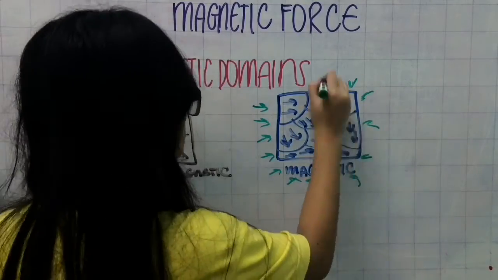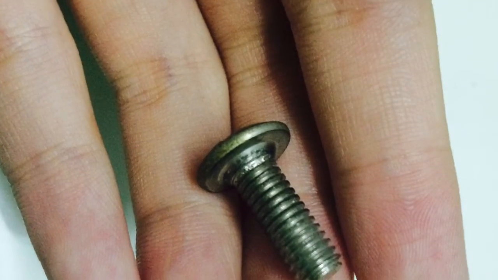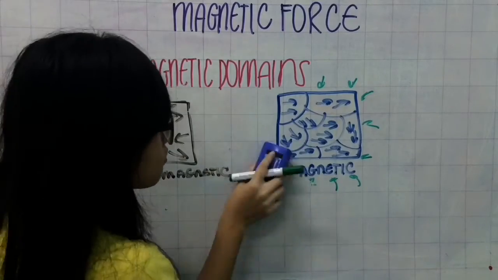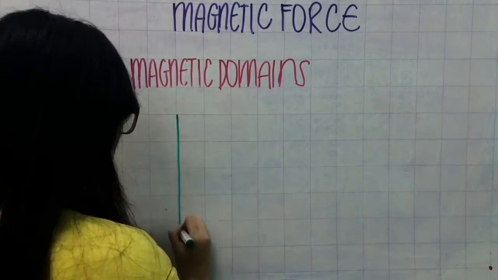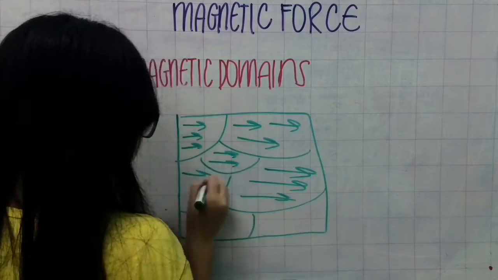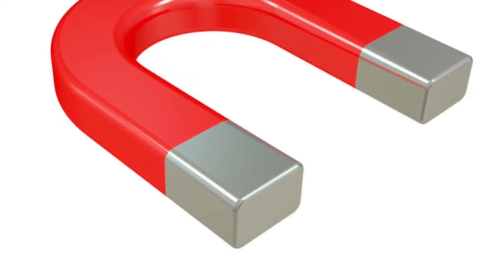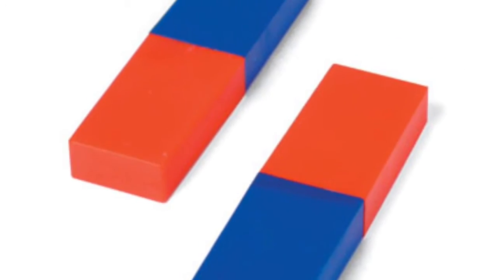This is how a magnetic material looks. Examples of these are nails and iron. This is how a magnet looks. Examples of magnets are just magnets.